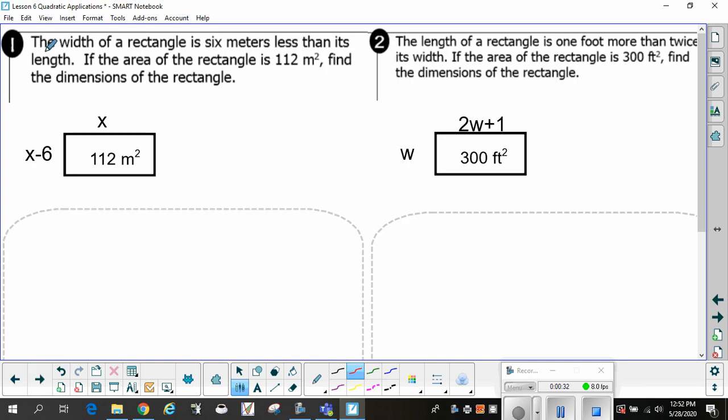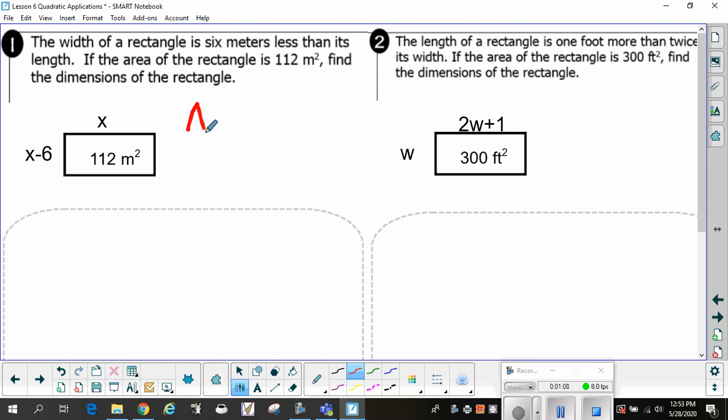So the width of a rectangle is 6 meters less than its length. If the area of the rectangle is 112 square meters, find the dimensions. Right, first off, draw a rectangle. Then the width is 6 meters less than its length. I made the length x, and so 6 less would be x minus 6. The area is 112 square meters. That doesn't mean that I square the number 112. Square meters is a unit of measure.